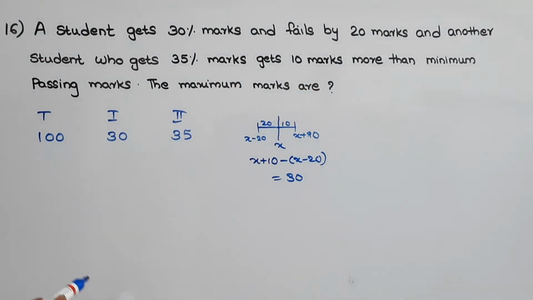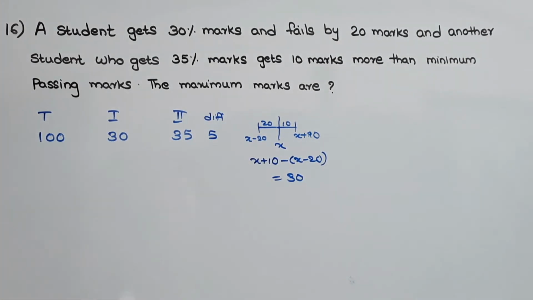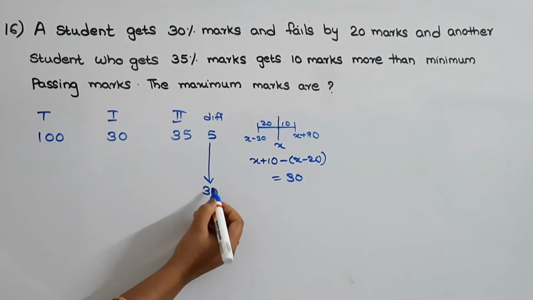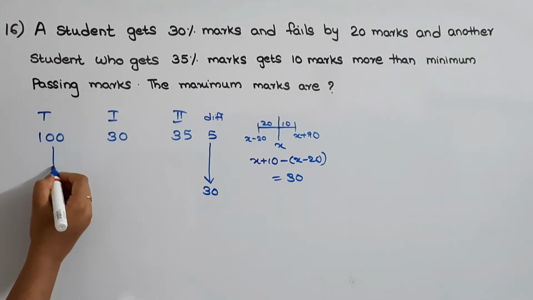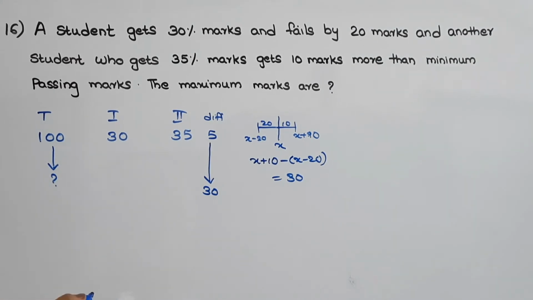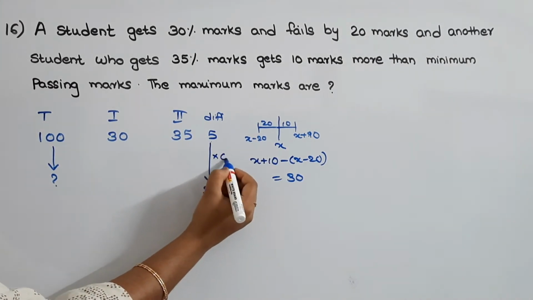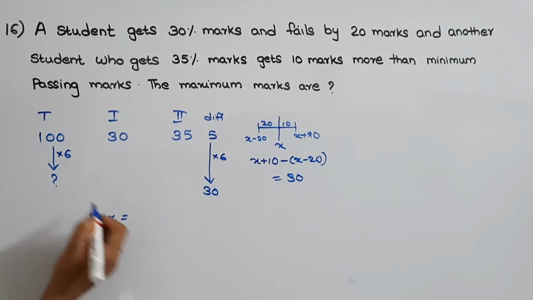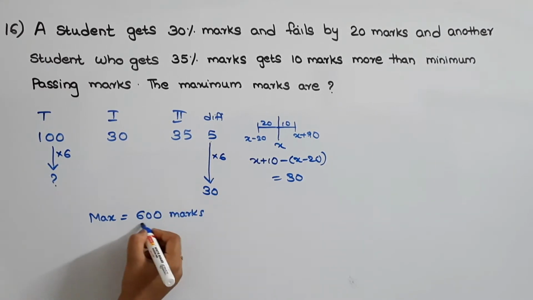Okay, so let us see what is the difference between their marks when the total marks is taken as 100. So that will be equal to 35 minus 30, that is 5. But we found out the difference as 30. So we can represent this 5 as 30. We need to find out the maximum marks. Maximum marks we took it as 100. So if we find out what is the value of this 100, we will get the maximum marks. So this we can find out by cross multiplying, or 5 into 6 is 30. So if you multiply this 100 by 6, you will get the maximum marks. So the maximum marks is equal to 100 into 6, that is 600. Okay, so this is the answer.